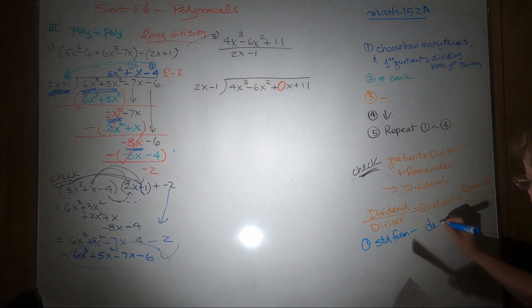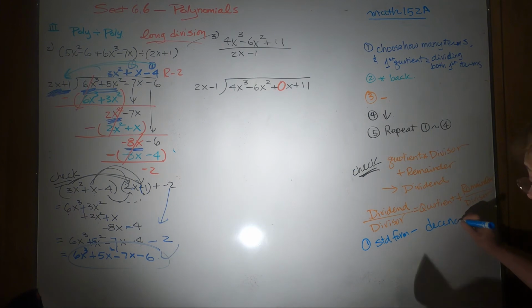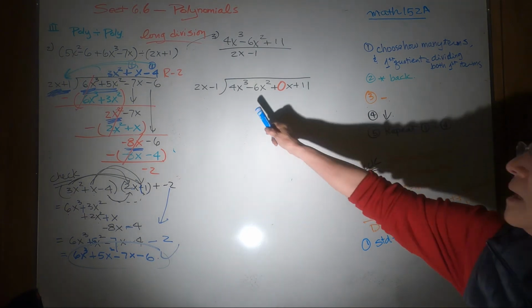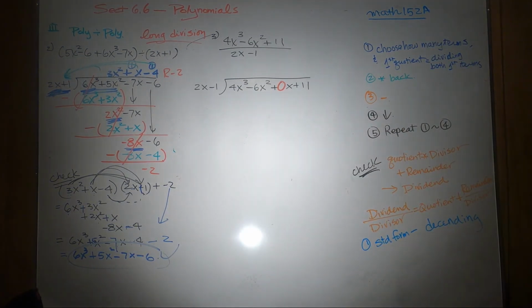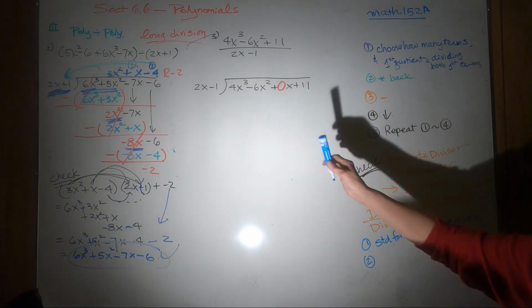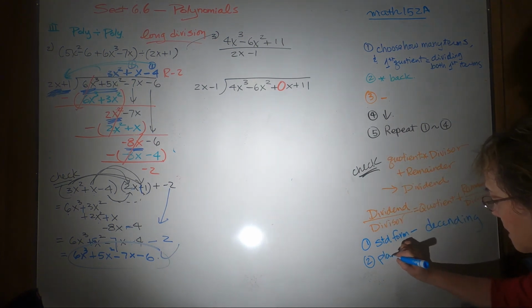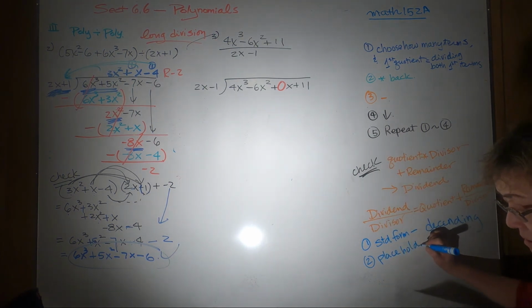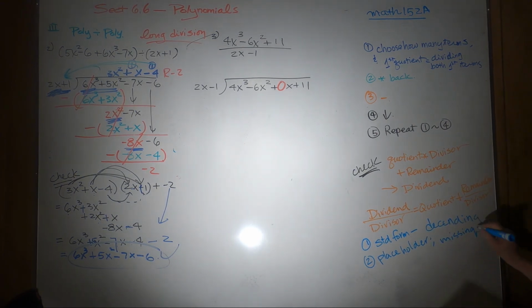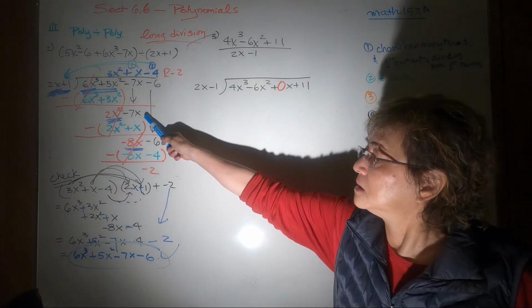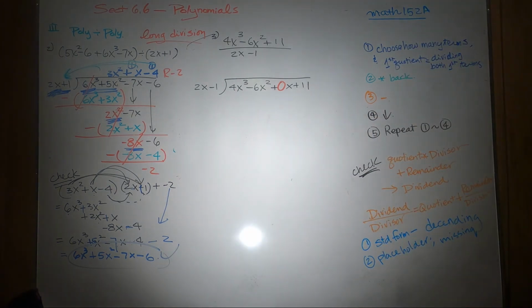That means what? You have to write in descending order, higher to lower, so when we divide, you will follow through. Then, if anything is missing, you need to put a placeholder. If any term is missing, you have to put a 0 there, so when you subtract, you have a place for it.